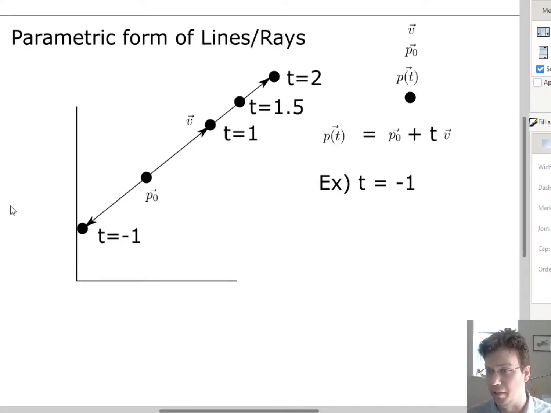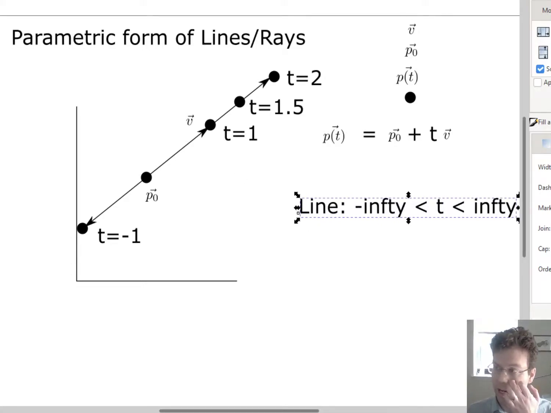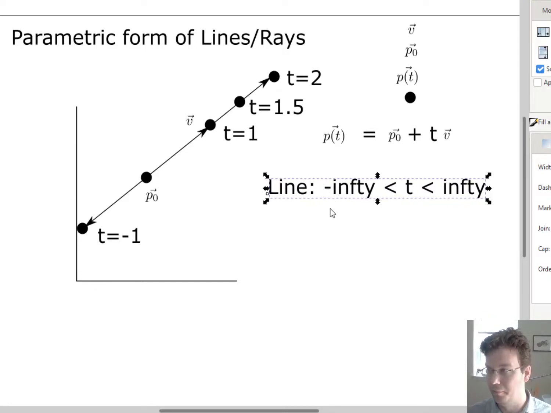It extends to infinity. So what we're really saying is, for a line, T is somewhere between negative infinity and positive infinity. Okay. So lines are infinite as we define them. Line segments are finite. That was something my geometry teacher in high school really hit me over the head with.